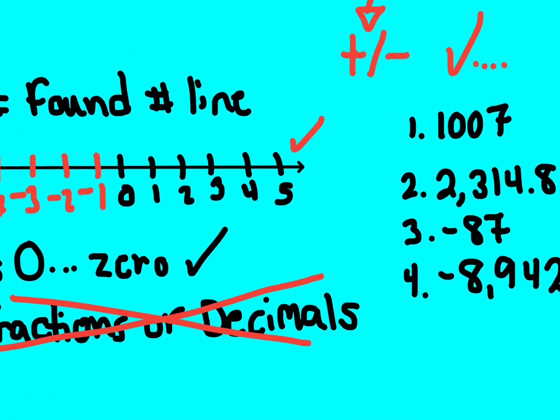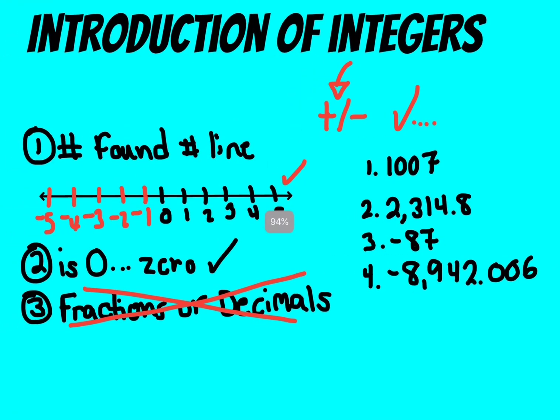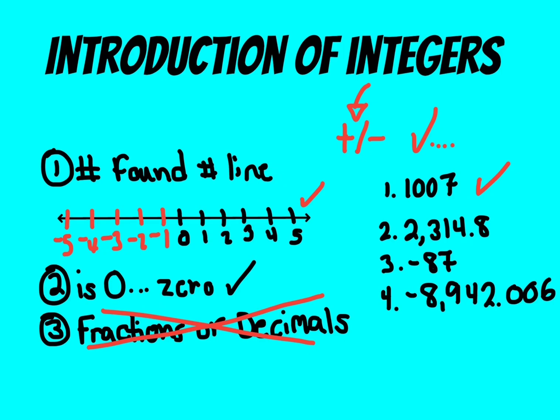Now, number 1, the number is 1007. Is that an integer? Could I find that on a number line? Yeah, it's going to be going with the positive numbers. It has a 0 in it, but that doesn't necessarily matter. And it doesn't have fractions or decimals, so that is in fact an integer. Number 2, if I look, I see a decimal, and because it is a decimal, that makes it not an integer.